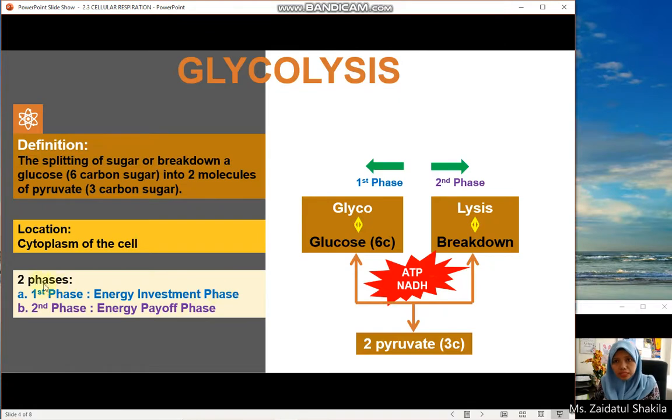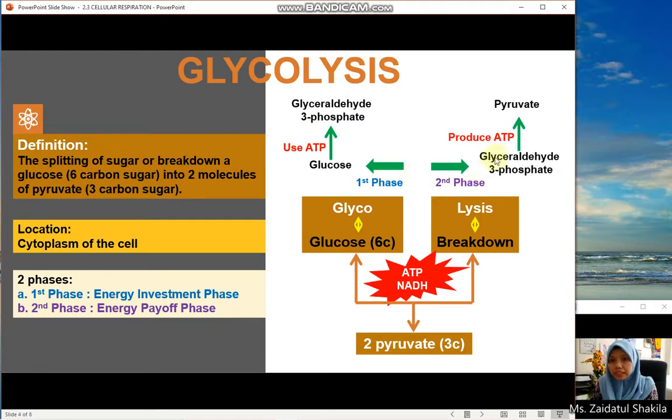Glycolysis contains 2 phases. The first phase is known as the energy investment phase, and the second phase is known as the energy payoff phase. During the first phase, glucose is converted into glyceraldehyde 3-phosphate, and there is use of ATP. In the second phase, glyceraldehyde 3-phosphate is converted into pyruvate, and there is production of ATP. In glycolysis, there are 10 steps and each step is catalyzed by a specific enzyme.